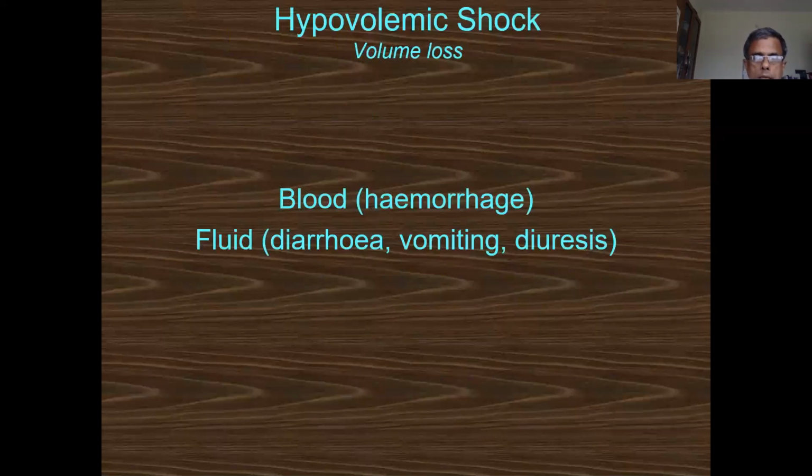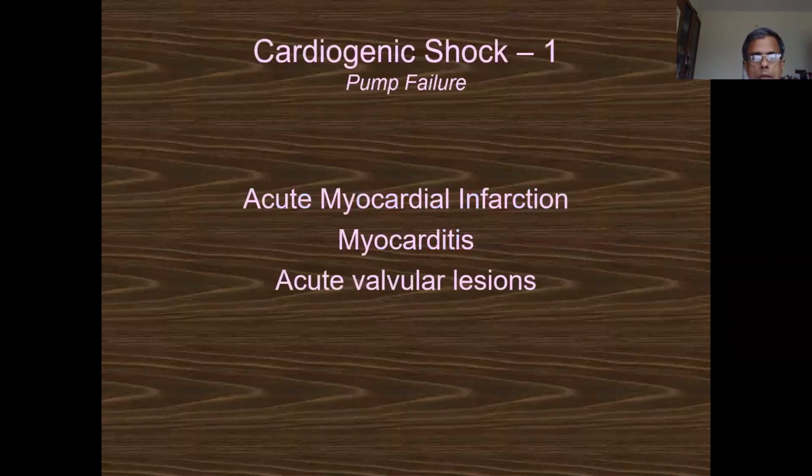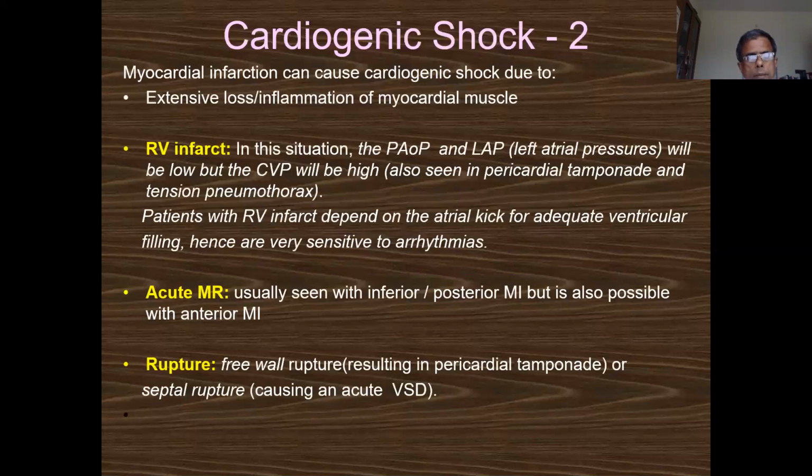Let's look at each of these in a little more detail. Blood volume loss or fluid loss causes hypovolemic shock. Cardiogenic shock can be due to acute myocardial infarction or myocarditis or acute valvular lesions. Just a couple of words about some specific situations.